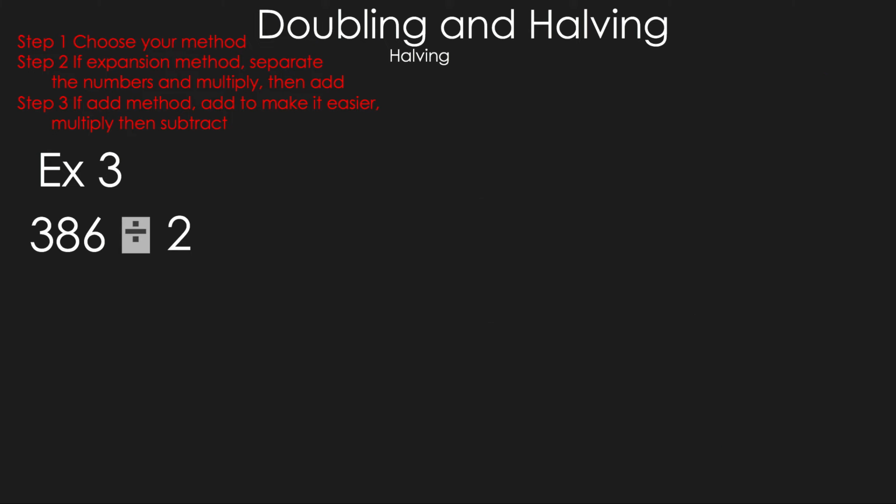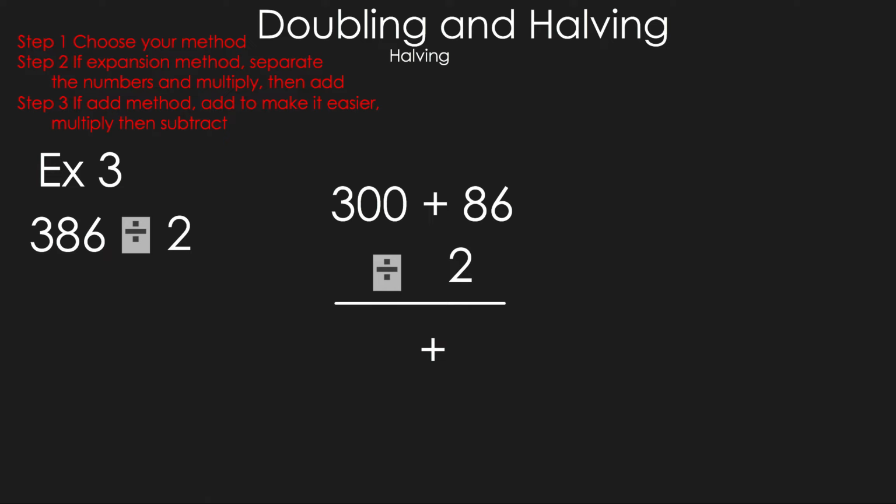Let's take a look at the final example. 386 divided by 2. We use the expansion method. 300 plus 86 divided by 2. So 86 divided by 2 is 43. 300 divided by 2 is 150. And we combine them to get 193.